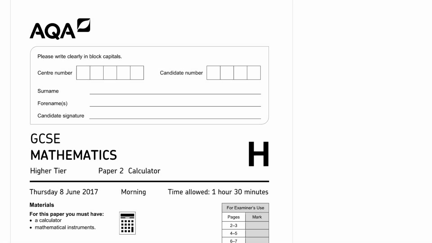So this is GCSE Mathematics Higher Tier Paper 2 from AQA. It's the June 2017 paper. Before we get going, just a quick shout out to Gershon Gill and Sana Khan who requested this walkthrough. Good luck guys in your exams on Thursday, I hope it goes well for you. Let's get started on question 1.